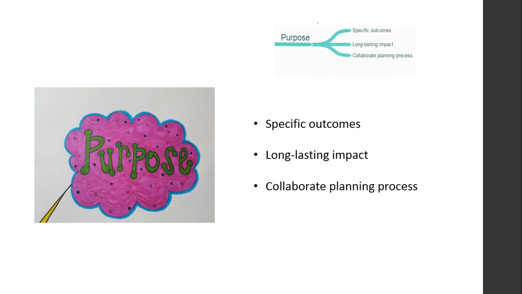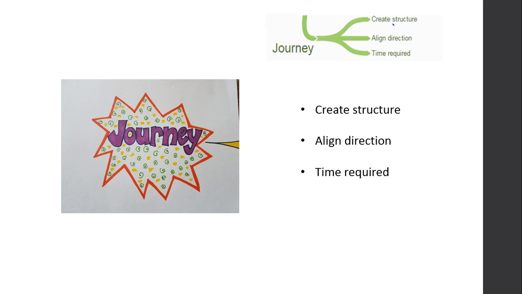The purpose carries the outcomes and asks why we are initiating the change. Specific outcomes, long-lasting impact, collaborate planning process. Through organizing, planning, and working together, the journey allows for insight, action, and discovery. This step serves as the path for a purpose. Create structure, align direction, time required.